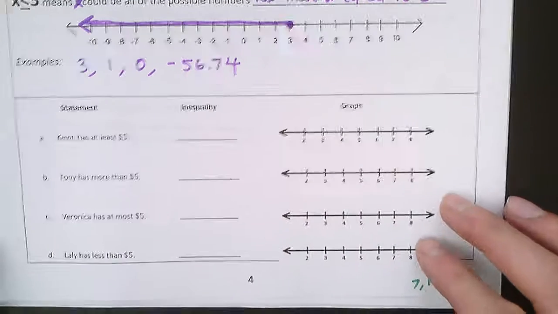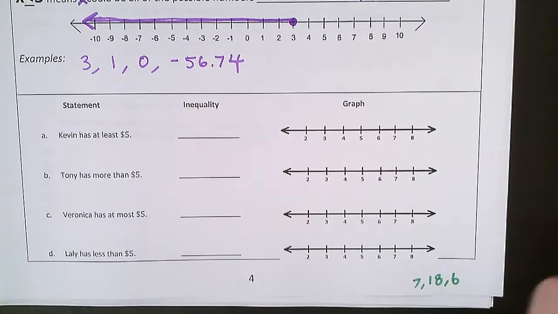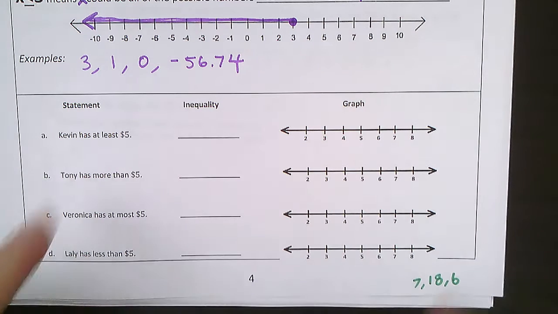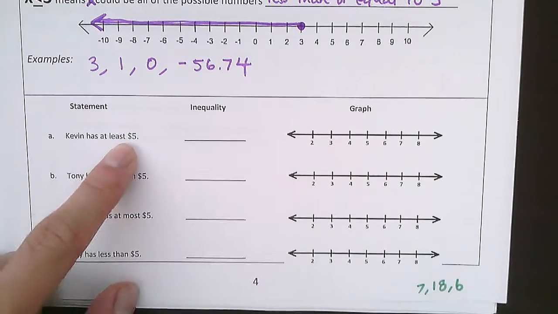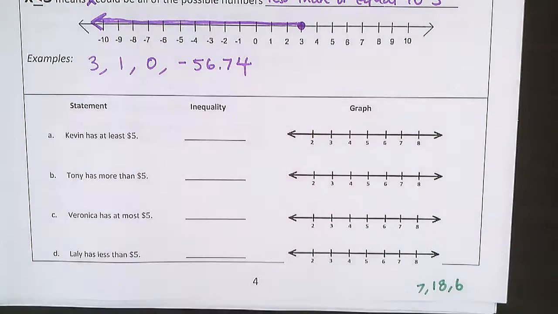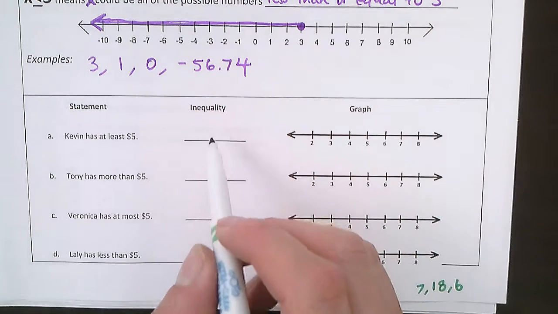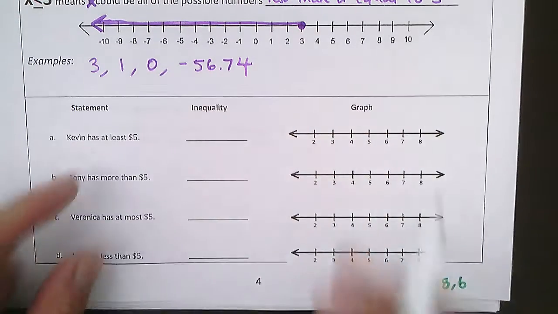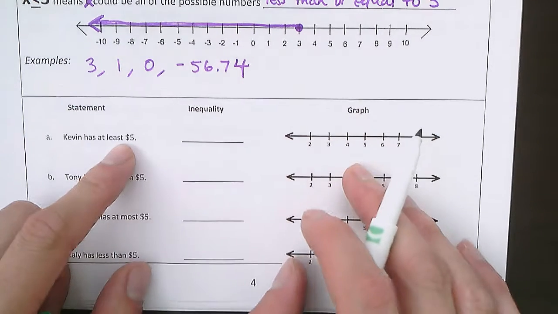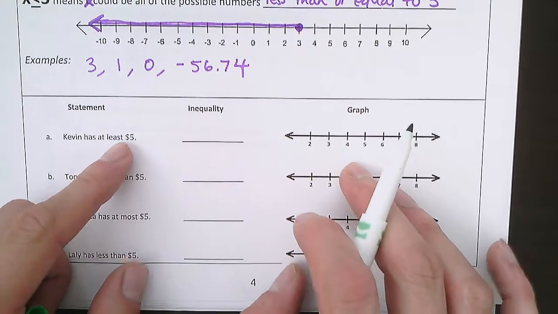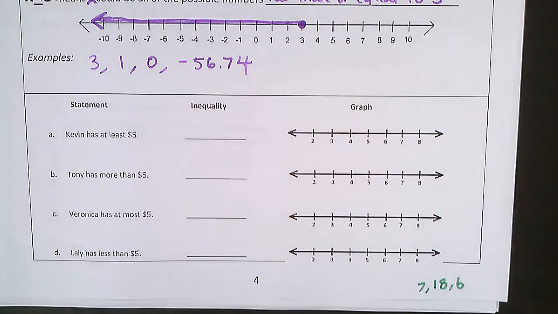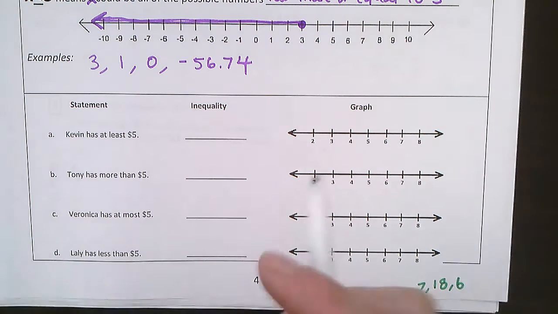All right, and to finish off page 4, you are going to do this bottom part. We'll do the first one together, and then you're going to finish it on your own. Let's look at this statement. The statement is Kevin has at least $5. And we're going to write an inequality statement using a variable to represent how much money that Kevin has. So if he has at least $5, we have to think, okay, so does that mean that he has more than $5, less than $5, or possibly exactly $5?